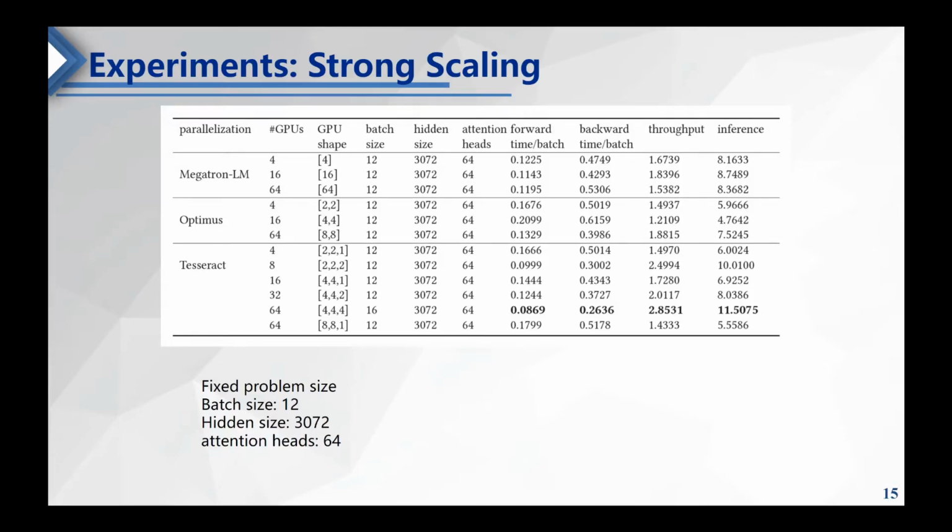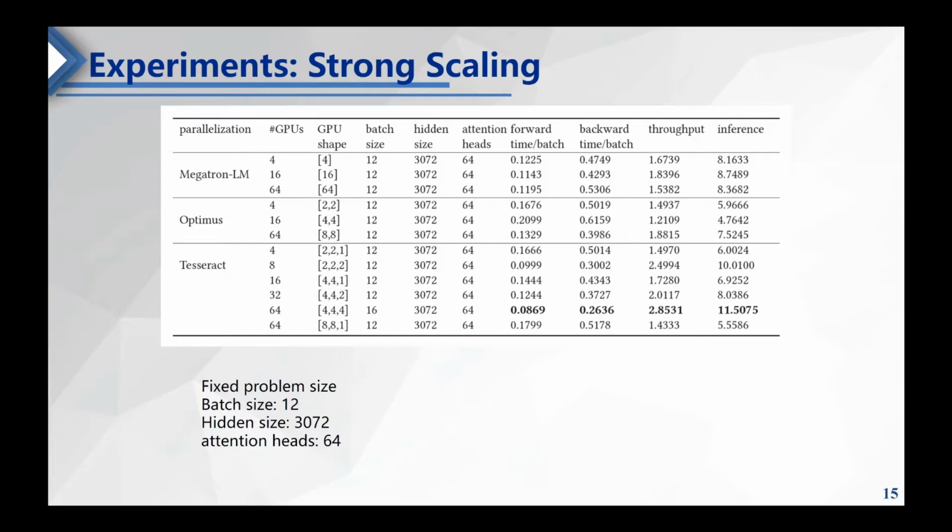In the strong scaling setting experiments, as shown in the table, we fix the problem size. The batch size is set as 12, the hidden size is set as 3072, and the number of attention heads is fixed at 62 due to the limitation of memory on each processor. From the results of the experiments, it manifests that with the same Tesseract dimension, greater Tesseract depths will reduce the forward and backward time per batch size, but not in inverse proportion, since the communication loss will also increase.